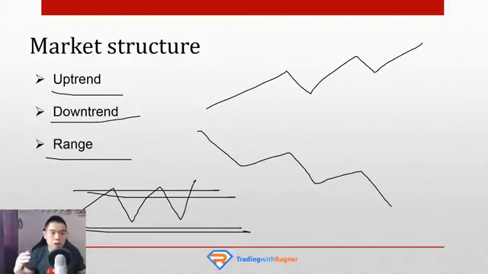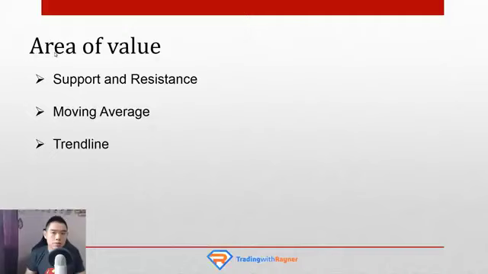Now, once you've identified the market structure, it doesn't mean you buy immediately. For example, let's say the market is in an uptrend at this level over here. Do you want to buy at this point? Not quite. You don't want to buy just because the market is in an uptrend. You don't want to sell over here just because the market is in a downtrend. Why is that? It's because you want to look at number two, area of value. You want to be trading from an area of value.